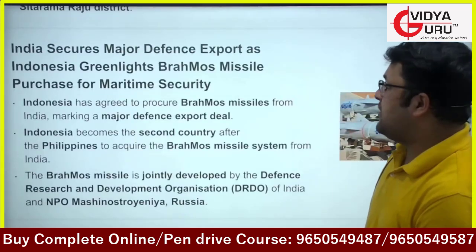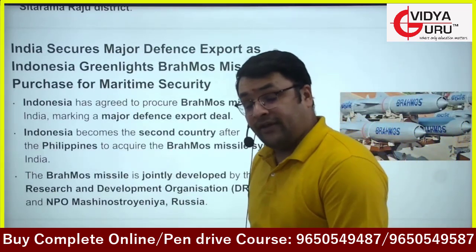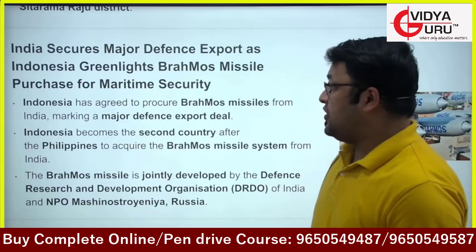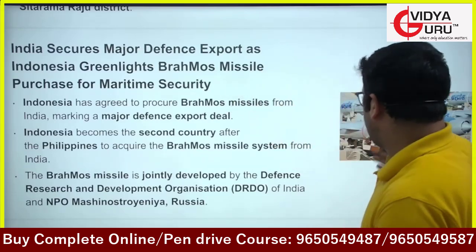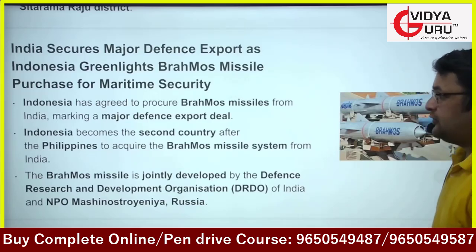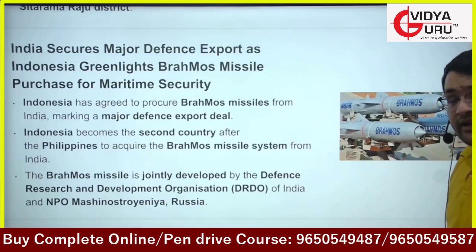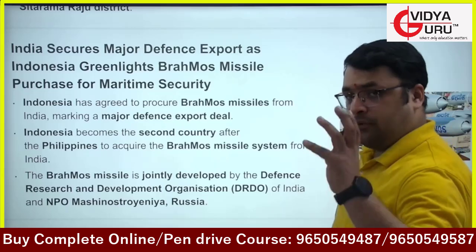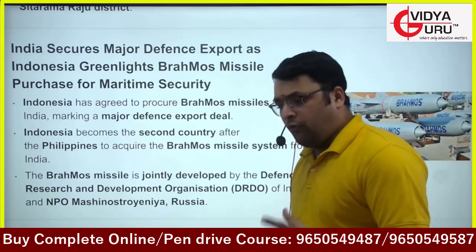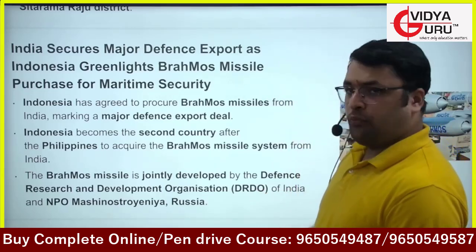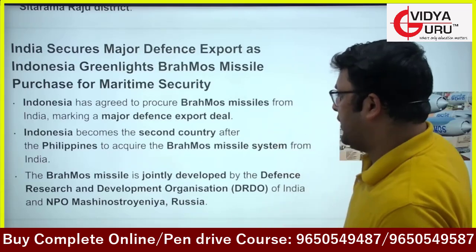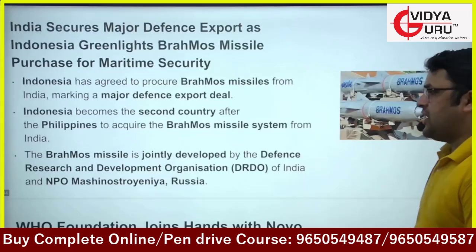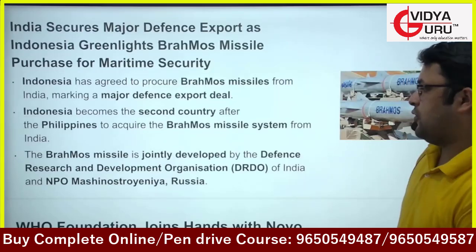Next one is India. India has secured a major defense export as Indonesia green lights BrahMos missile. So Indonesia is going to purchase BrahMos missile from us for maritime security. This is a major deal where Indonesia under Prabowo Subianto is going to procure BrahMos missile from us, which is a major defense export deal. After Philippines, Indonesia has become the second country to buy BrahMos from us.